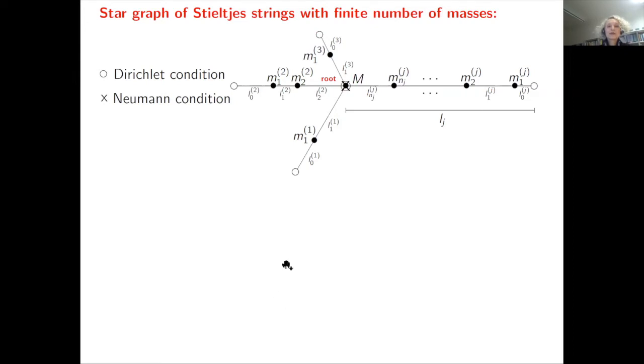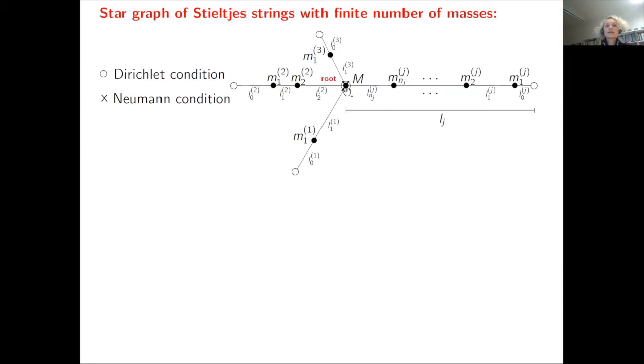And we will have the following setup. At all the outer vertices, we will have Dirichlet conditions. And then in the center of the star, there is a new element compared to the previous setup, because we can have a mass there. Remember, before we didn't have masses at endpoints of Stieltjes strings. So this capital M is the mass at the center. It can be 0, but it can be present.